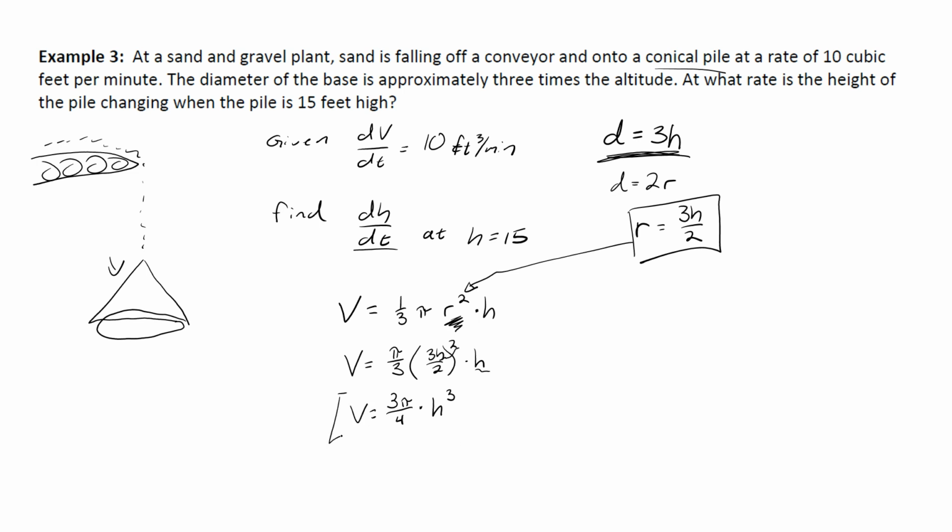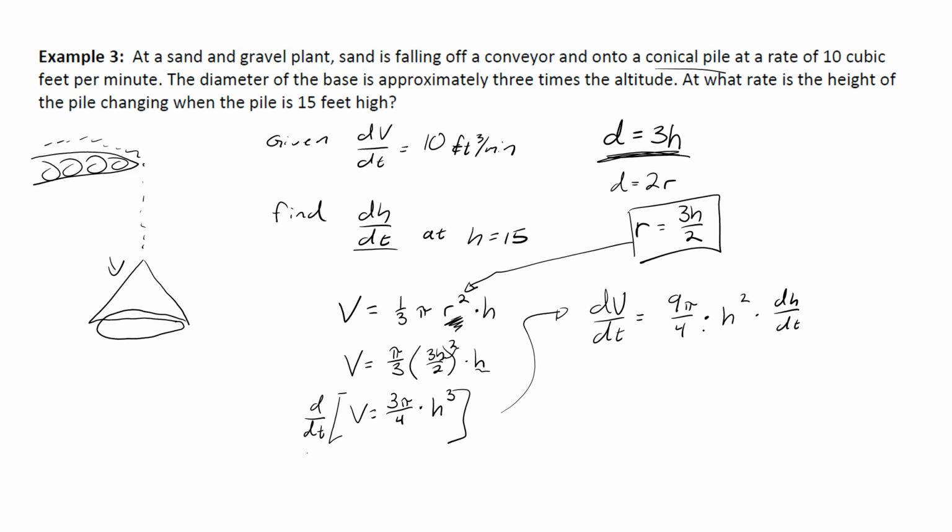I'm then going to take the derivative right here, the derivative with respect to t. I take the derivative with respect to t, and I end up with dV/dt is equal to 9 pi over 4 again, times h squared times dh/dt.